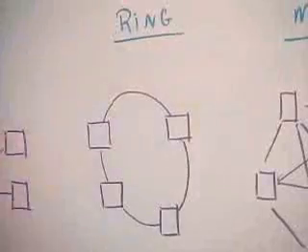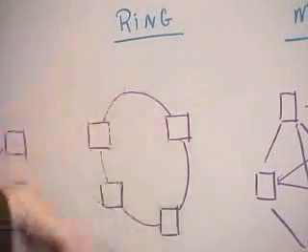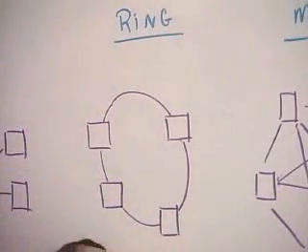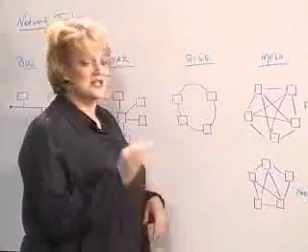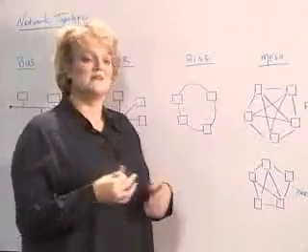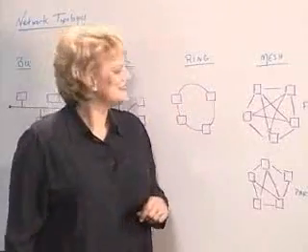Now the next one I have listed is the ring topology. In this setup, messages simply travel around the ring. This is used in a setup today called IBM token ring. In this setup, there's actually a little token that you can use to send a message, and the token runs around the ring with a message attached to it.